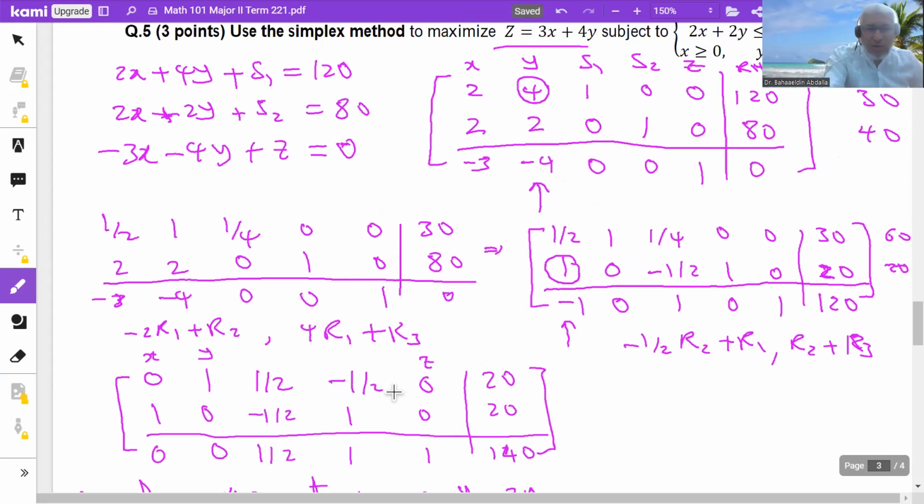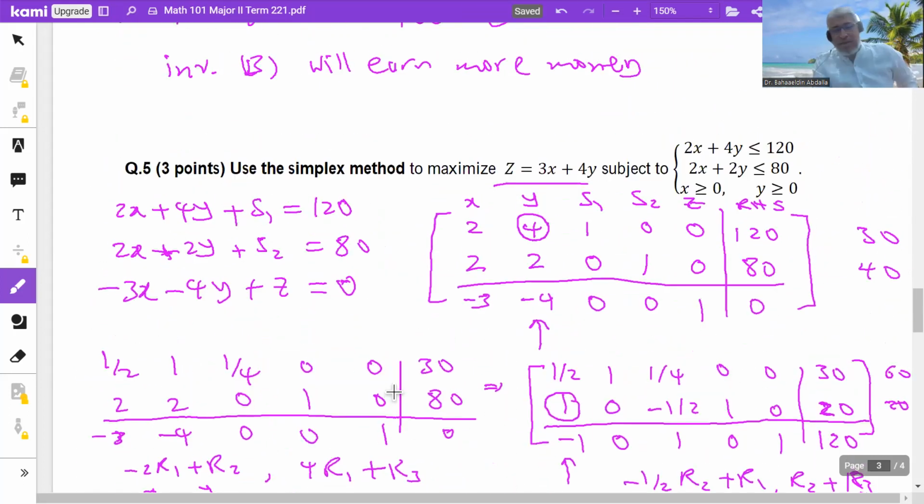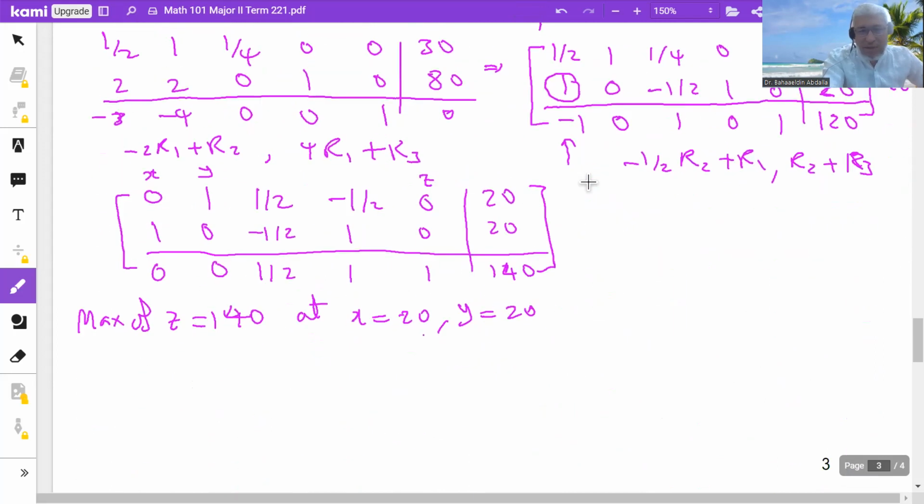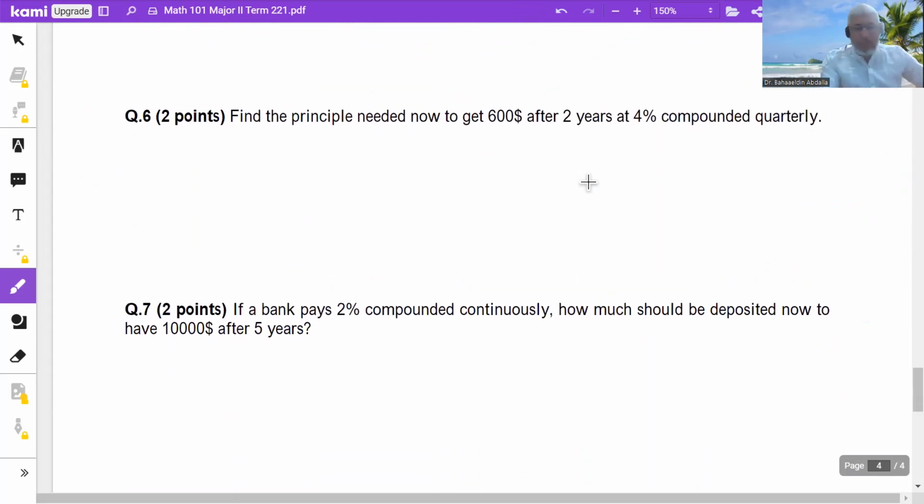This would be the answer of the problem, and you can check that it's okay, nothing wrong. If you multiply X, 3 times 20, that's 60, 4 times 20, that's 80, 80 plus 60 is 140, so it seems that everything is fine, and that's the solution of the problem.